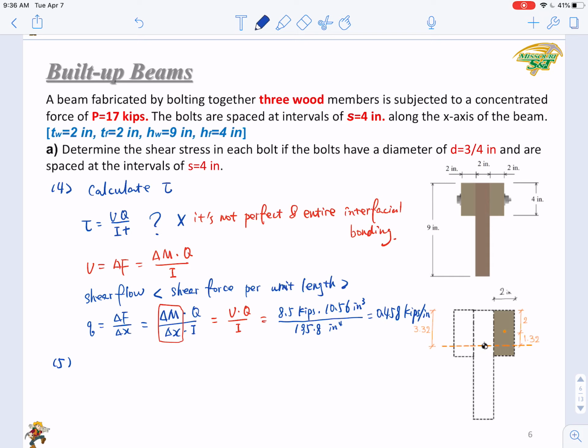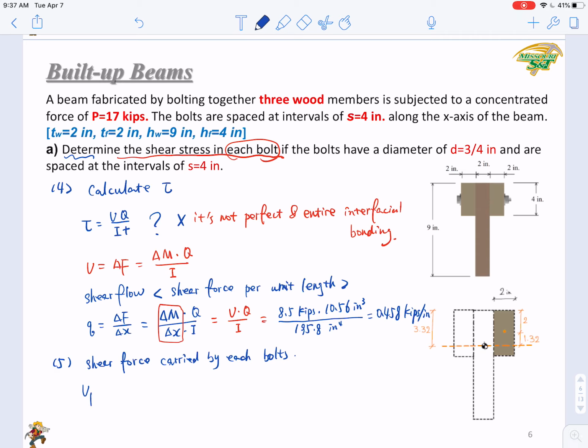Then in the next step, we can calculate the shear force carried by each bolt, since we're requested to determine the shear stress in each bolt. If you calculate the shear force carried by each bolt over its cross-section area, you get the shear stress, right? So we're calculating the shear force carried by each bolt here. So how to do this?